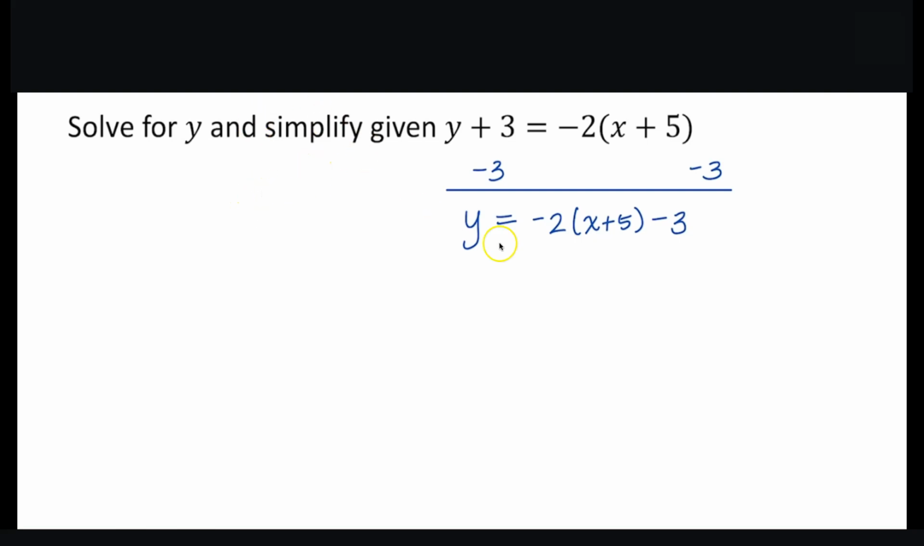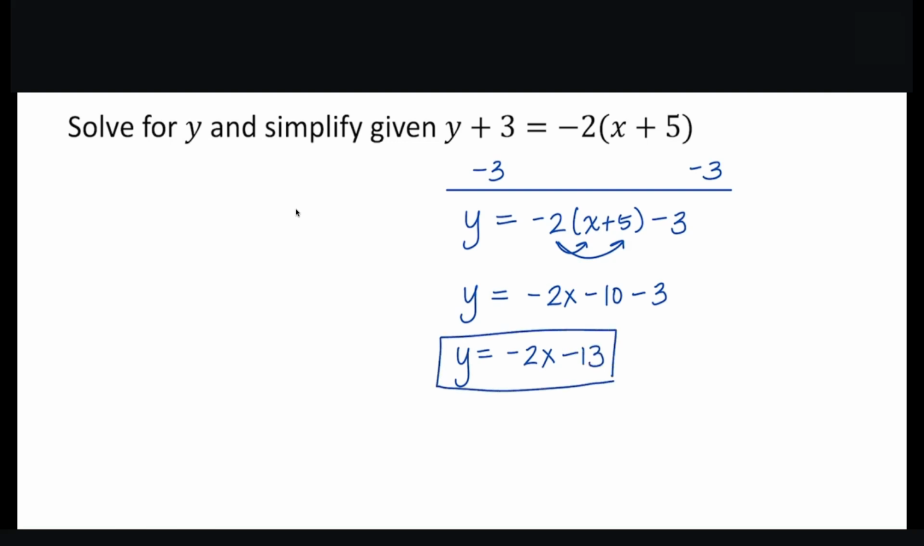But I also have to simplify. So I'm going to go ahead and distribute the negative 2 to the quantity x plus 5. So I have y is equal to negative 2x, and then negative 2 times positive 5 is negative 10, so minus 10, and then minus 3. Negative 10 minus 3 is negative 13, so we have y is equal to negative 2x minus 13 as my simplified answer.